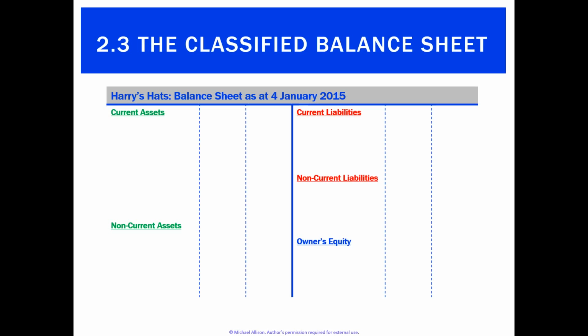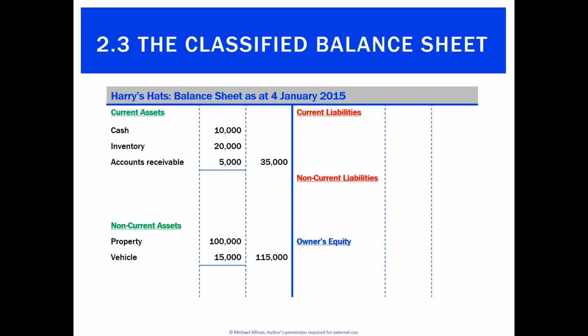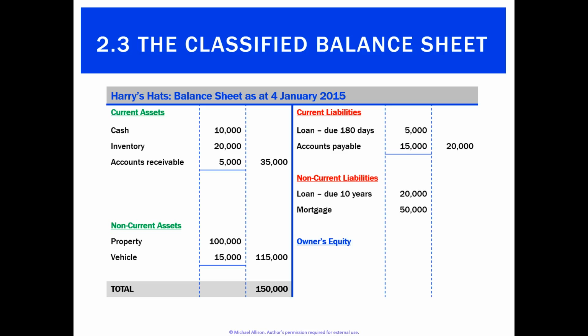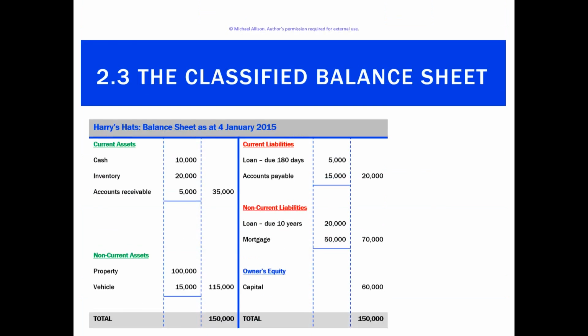And what we'll do is we'll now set that balance sheet out in a much more informative structure. So we can see our current assets are 35 grand, our current liabilities are 20,000 and our non-current liabilities are 70. So looking at this business, I can see that its current assets will adequately cover its current liabilities, and that will affect my decision making.